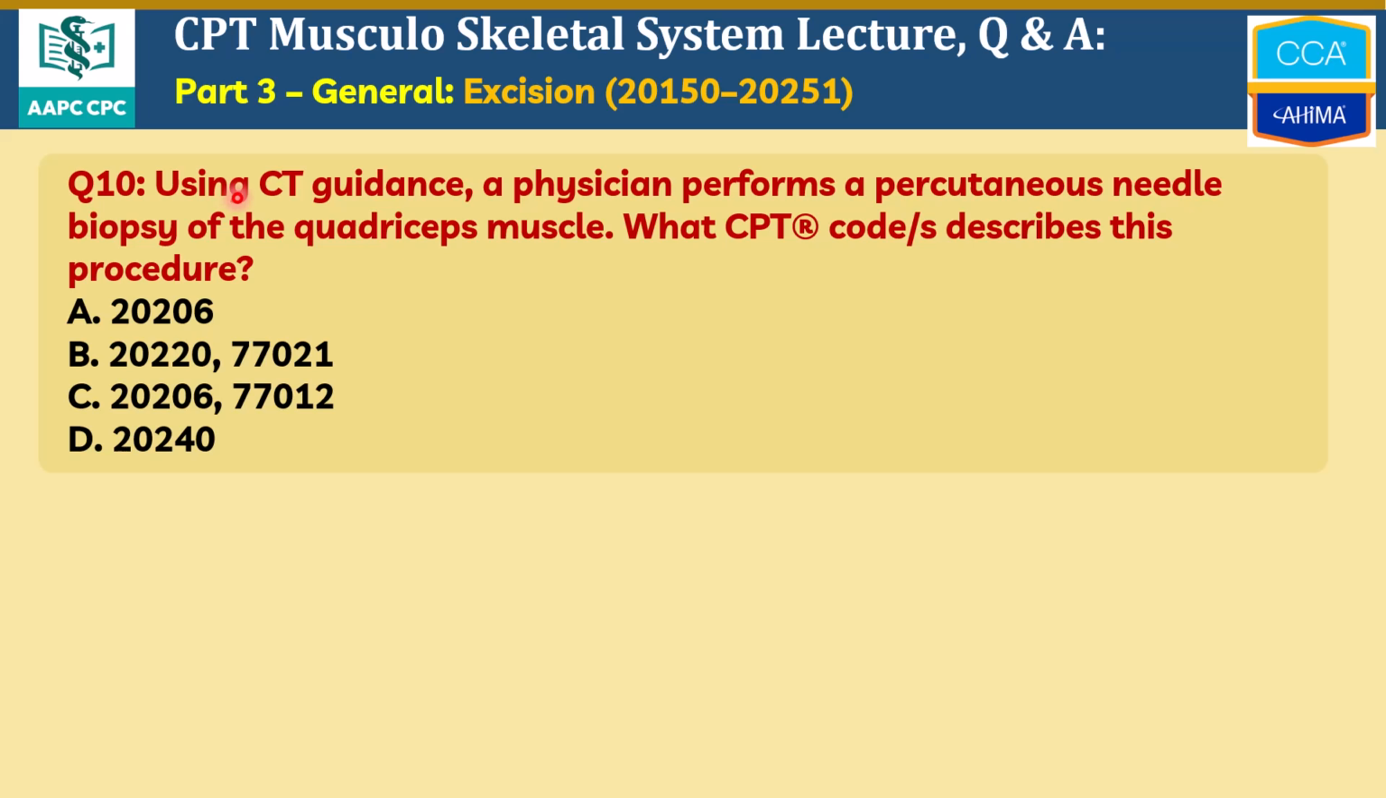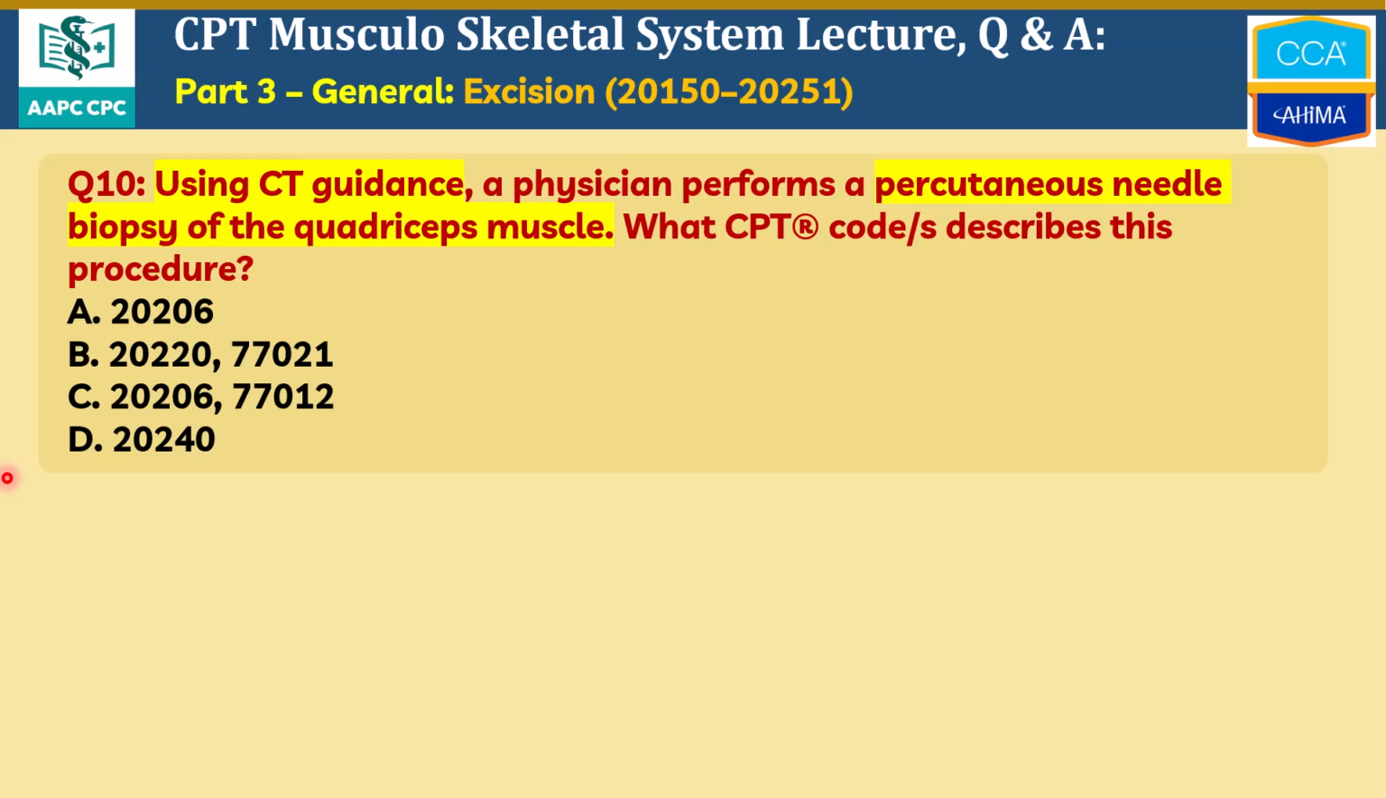Question number 10. Using CT guidance, a physician performs a percutaneous needle biopsy of the quadriceps muscle. What CPT code or codes describe this procedure? So there are 4 answers available. Take your CPT code book and find the answer. So here you have to highlight the procedure is using CT guidance and the procedure is percutaneous needle biopsy of the quadriceps muscles. So here you can use the elimination method first.